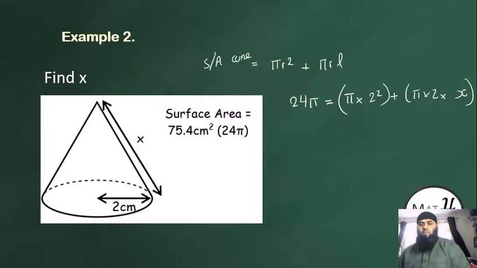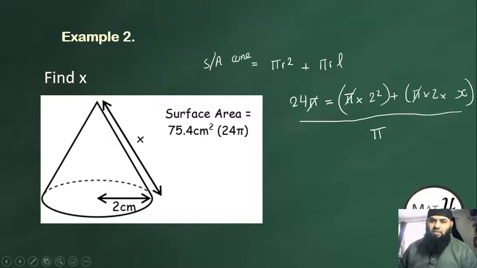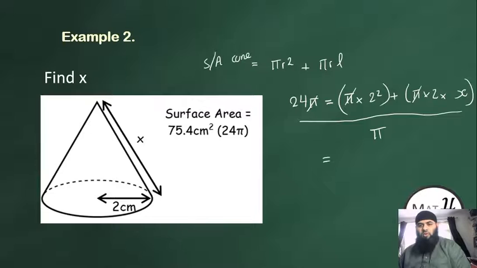Okay, so now what we can do is divide everything by pi. So let me just write this like this. We divide everything by pi, and when we do that, this cancels out, this cancels out, this cancels out, and it really simplifies things down for us. So our new equation would be 24 equals 4 plus 2x. And so I can just make x the subject.